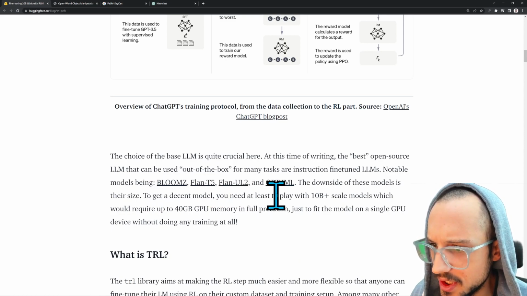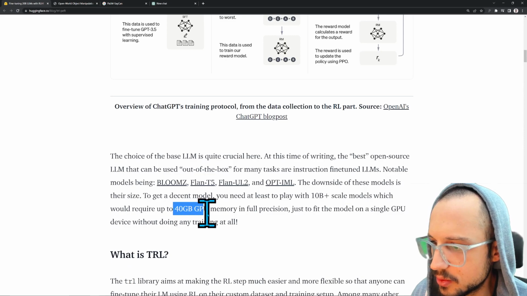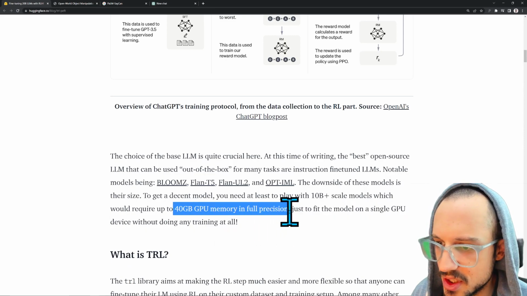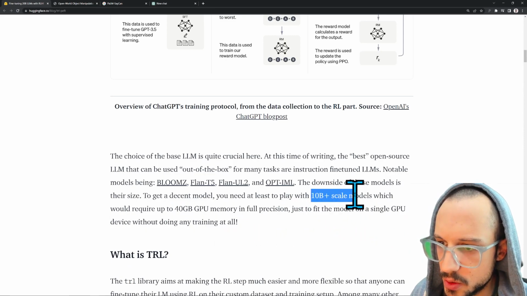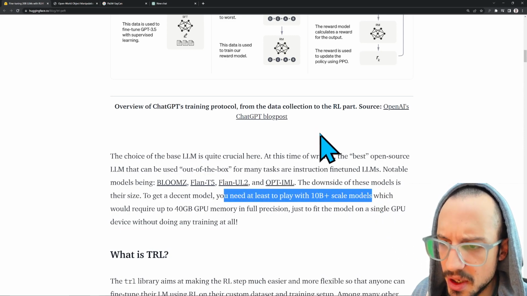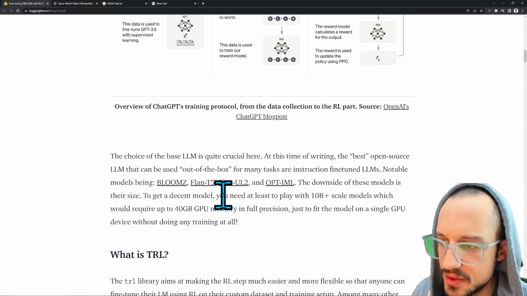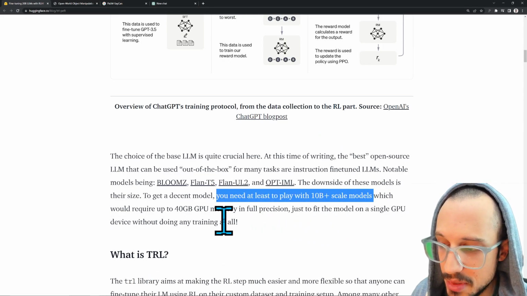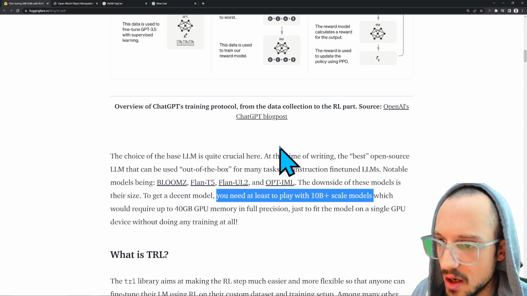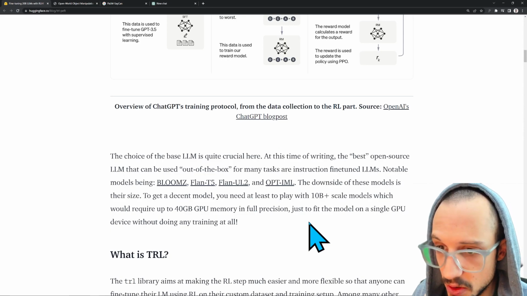To get a decent model, you need to at least play with 10 billion plus scale models, which would require up to 40 gigabytes of GPU memory in full precision. This is not true. Obviously, the smallest version of Llama is 7 billion parameters, and it is more than enough to play with. People are running the 7 billion parameter version of Llama on a Raspberry Pi, which is even crazier to think about.